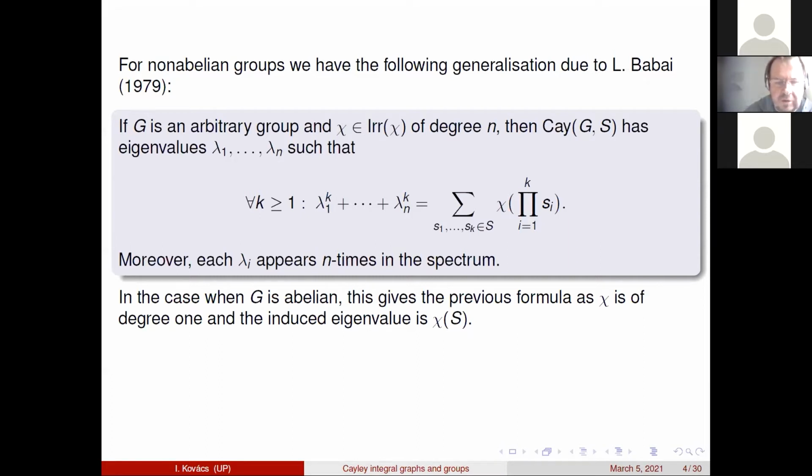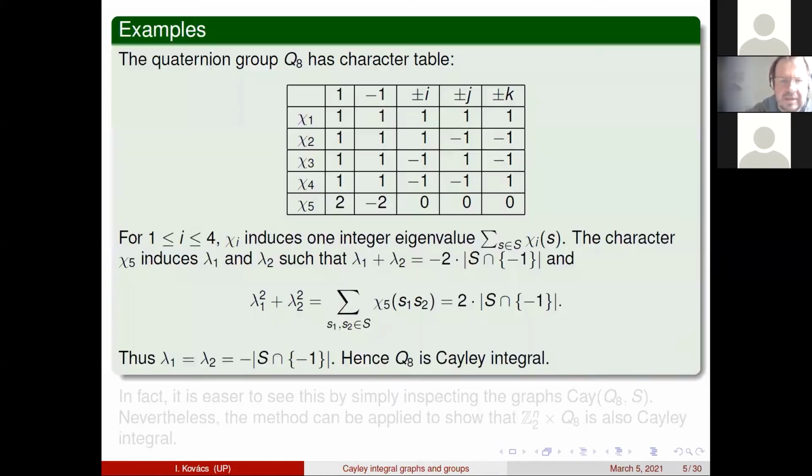It doesn't mean that the multiplicity is n, because it might come from other characters as well, and we might have repetition there. You can notice that if the group is abelian, you can also apply this formula, and we just get back the same, because every character is of degree 1. So we have a maybe educational example.